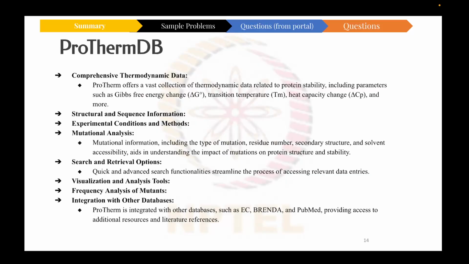ProThermDB has a search and retrieval option. We will go through that in some time. And it also has visualization tools. The database provides visualization tools for displaying the protein mutants and the surrounding residues, aiding in the analysis of protein structure relationships. Users can visualize the mutations within the protein structure and explore the spatial arrangement of surrounding residues to gain insights into protein stability.